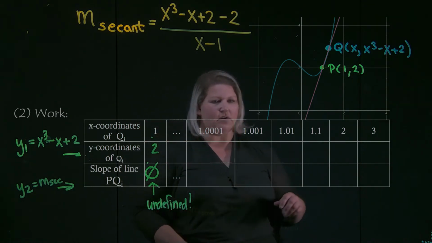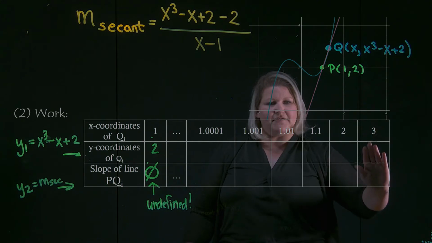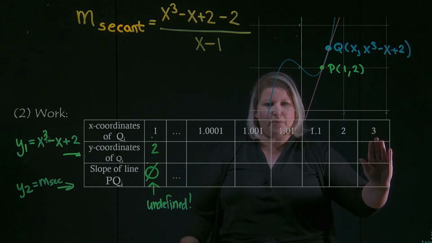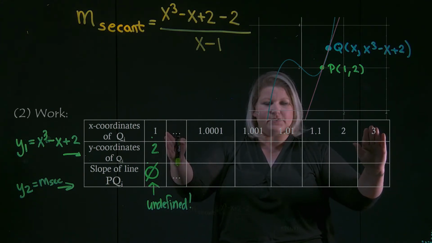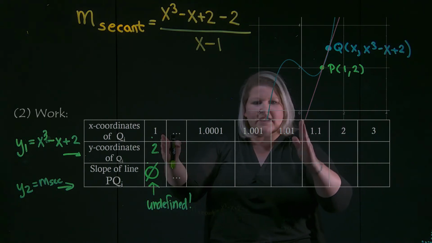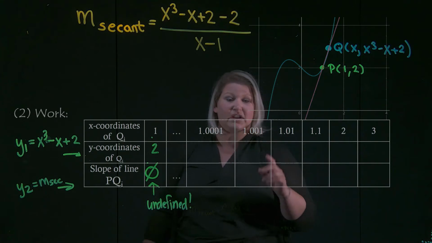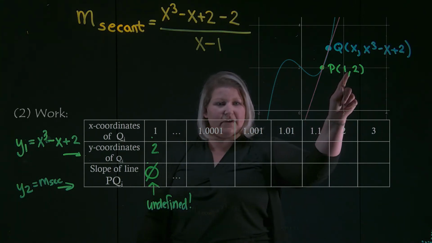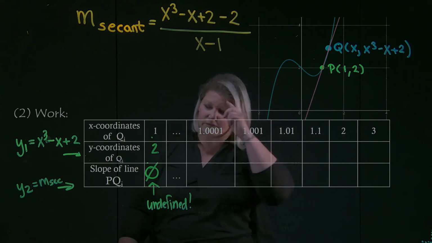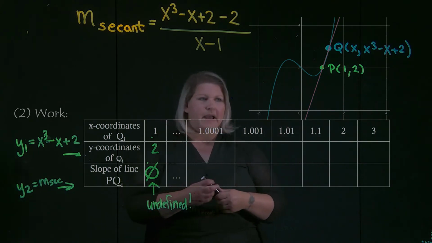All right, so notice here I've got points that are very far away from point P. Here I've got x equals 3, x equals 2. And then as I get closer, I'm picking values of Q that are very, very close to point P, very close to x equals 1. So what I'm going to do is work backwards.